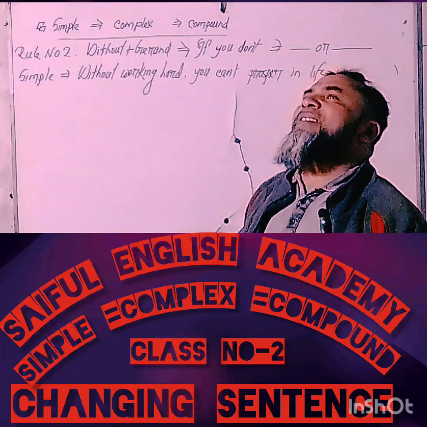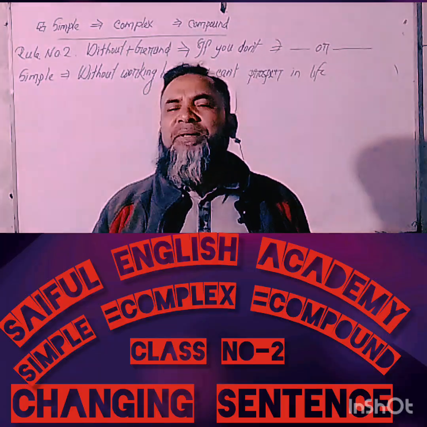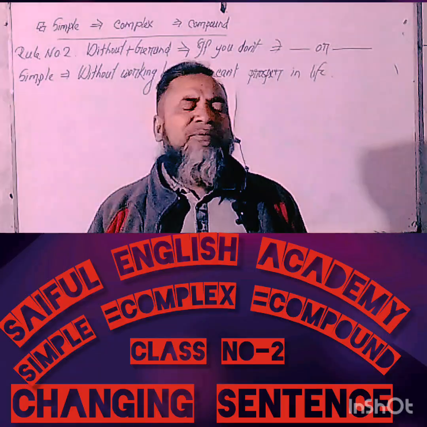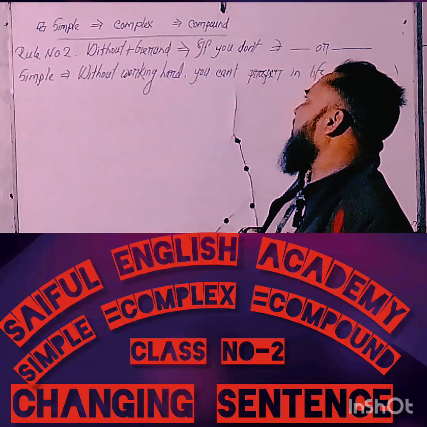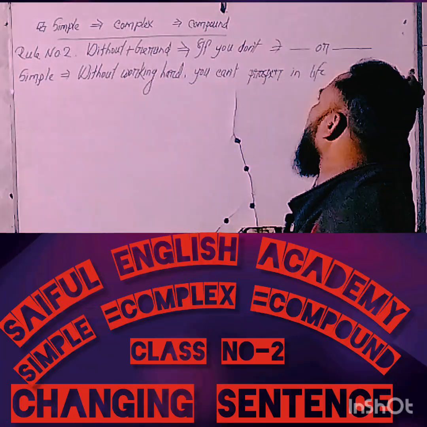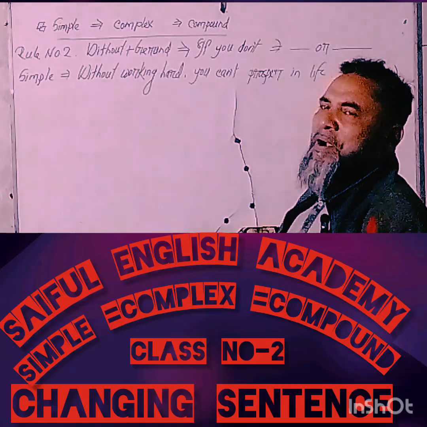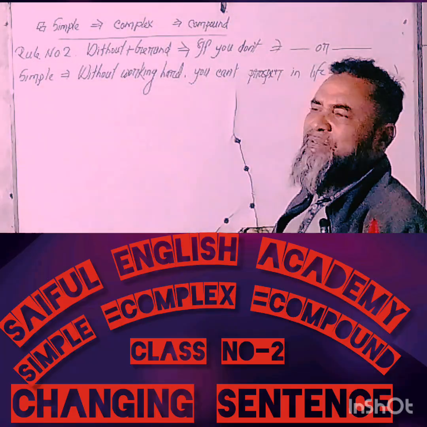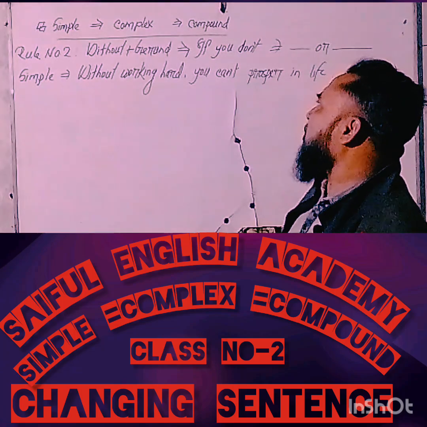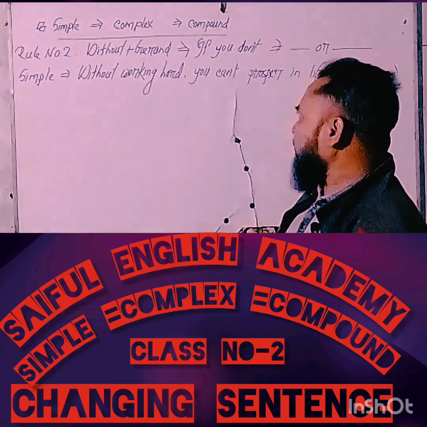In my previous class, we were told about rule number one. In rule number one, I was trying to make you understand about the relationship of without plus gerund, equal to if you don't, and equal to or. With the reference of my previous class, today's class is about changing simple to complex.